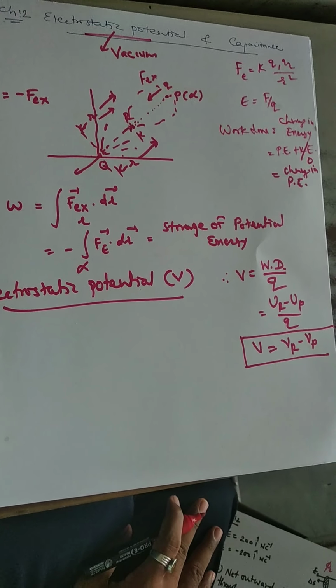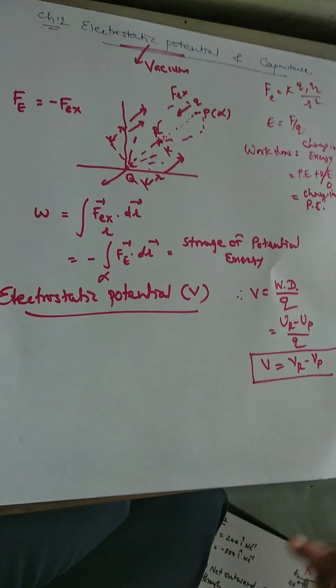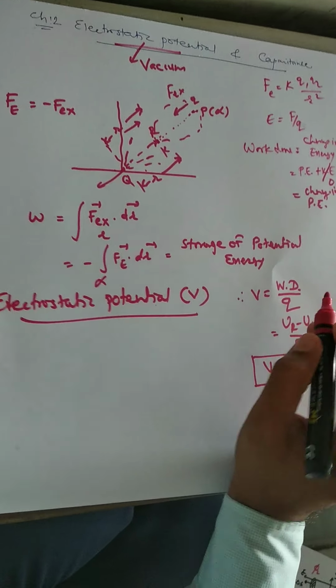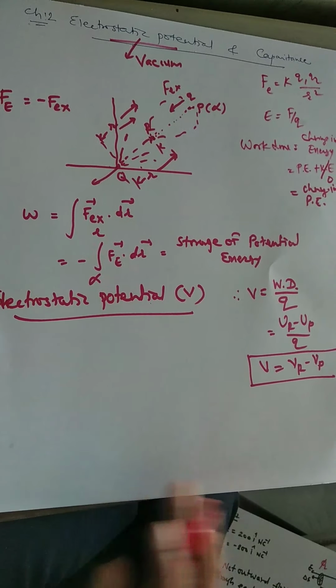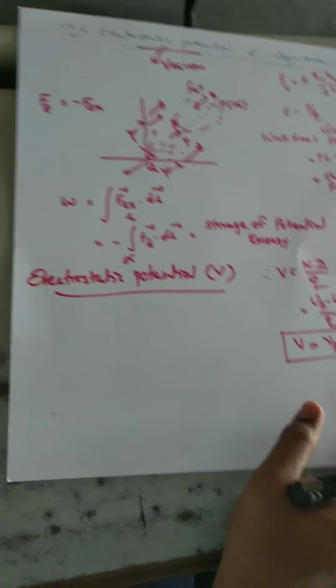Clear? And the unit of this electrostatic potential will be volt, or you can also consider it as work done upon Q, so joule upon coulomb. Okay, so that was the concept about electrostatic potential.